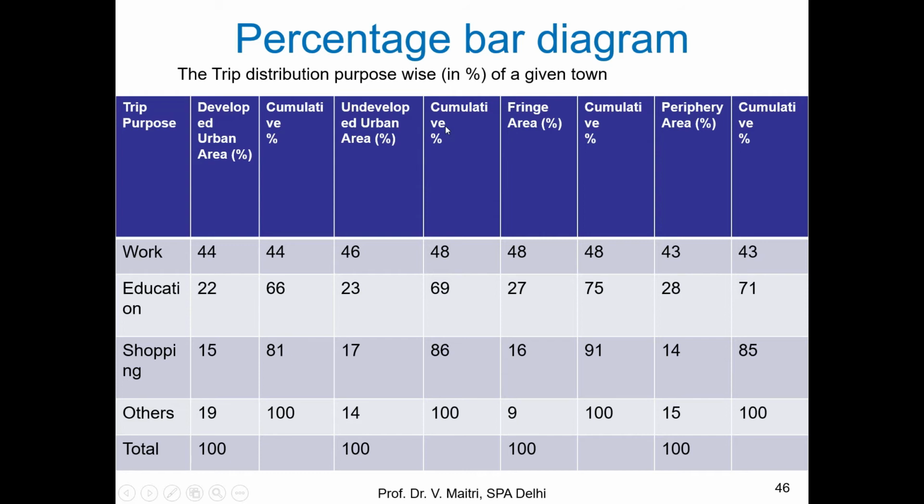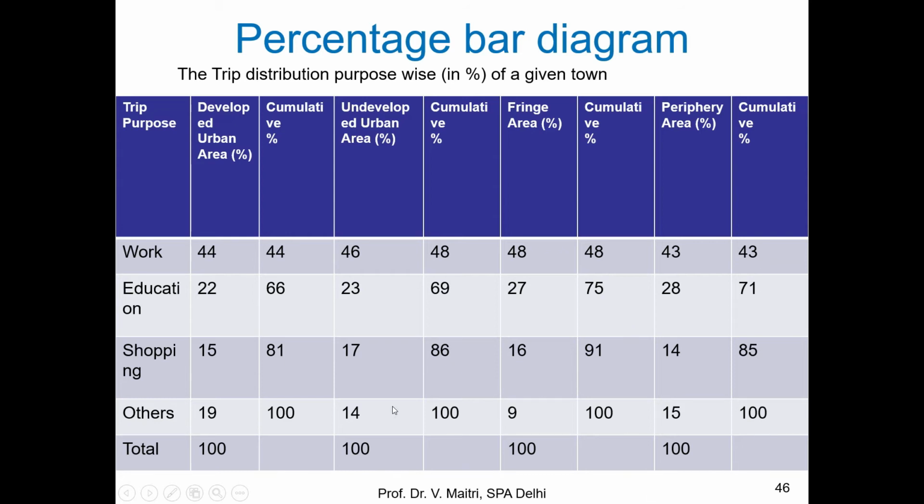For undeveloped area, the percentage of work trip is 46, percentage of education trip 29, percentage of shopping is 17, and percentage of other trips is 14. Yes, I am very happy. There is undeveloped urban area having more work trip, and education trip is again more, shopping is again more. I am happy to see their number of trips are more. So I am computing the cumulative trips. And the fringe area, yes, fringe area is more, further more. So we are taking the cumulative values here. So periphery area, again we are taking the cumulative values.